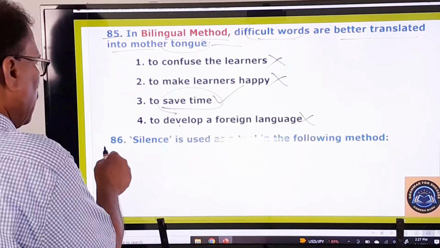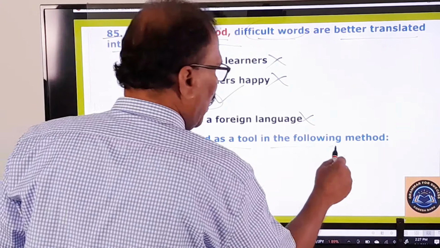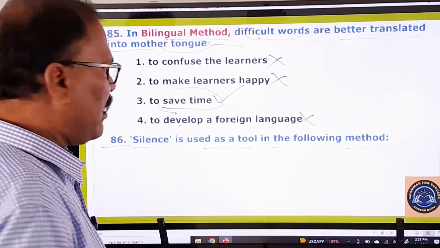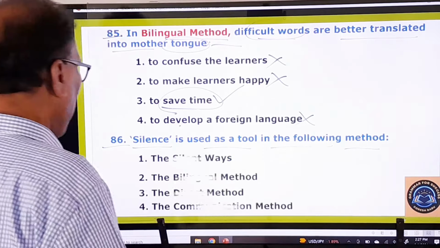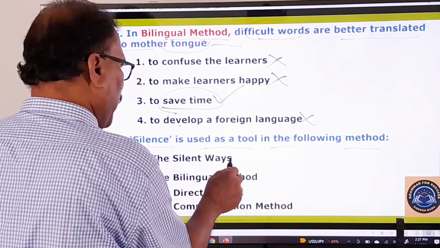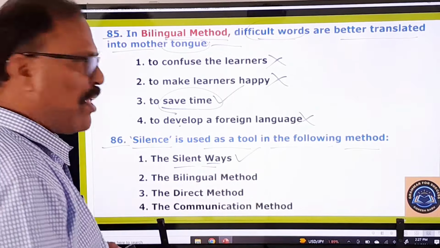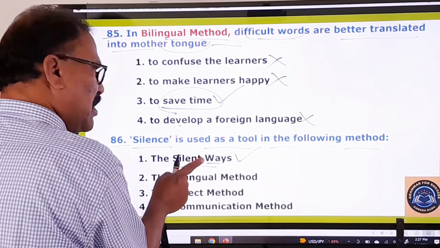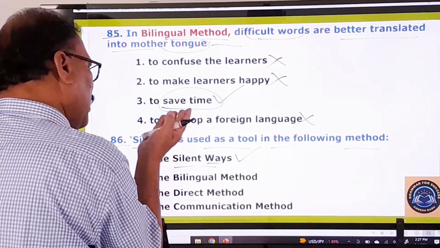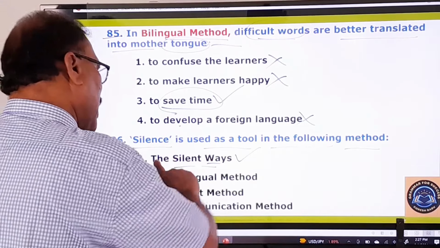What is that? 86th one. Silence is used as a tool in the following method. What is that method? Here you pay attention. The silent way, not ways please. This is one beautiful method. This is only your answer. And here silence is used in this method of teaching. Therefore, the name of this method itself is the silent way.